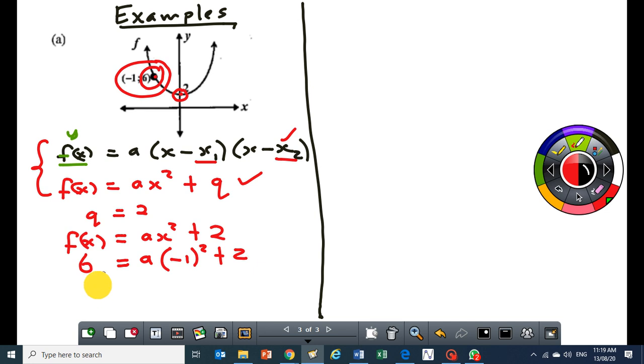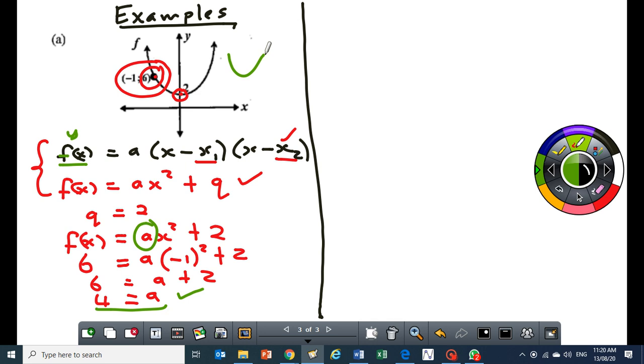Okay, so if you simplify, you get 6 equal to a, because minus 1 squared gives you positive 1. So you get a plus 2. Then you take the 2 to the left, you get 4 equal to a. Now, if you remember well, when I first introduced the topic under properties, I told you that if the coefficient of x squared is positive, like in this case, the graph must have a smiley face, which means my value of a is correct because it is positive. If a is positive, then we are supposed to have a smiley face, like what we have.